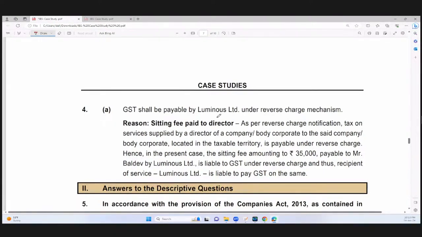तो जीएसटी शेल बी पेबल बाय ल्यूमिनस लिमिटेड अंडर रिवर्स चार्ज मैकेनिज्म. As per reverse charge notification, tax on services supplied by director of a company, body corporate to the said company located in the taxable territory is payable under reverse charge. Hence, in the present case, the sitting fees amounting to 35,000 payable to Mr. Baldev is liable to GST under reverse charge, and the recipient is liable to pay GST on the same. So, आप देख रहे हो कितनी बारीकी से क्वेश्चंस फ्रेम किए गए हैं स्टूडेंट्स. तो इसलिए मैं आपको बार बार एक ही बात समझा रहा हूं कि कंसेप्चुअल नॉलेज आप अपनी स्ट्रॉन्ग रखिएगा.